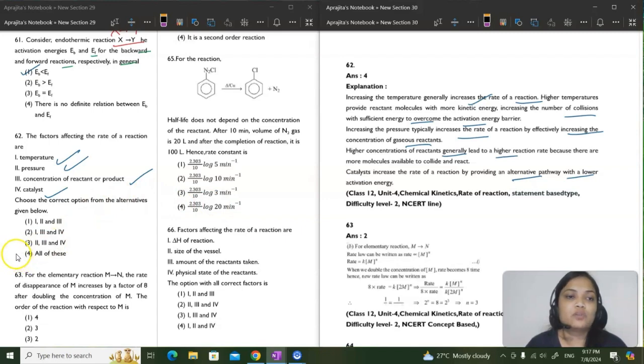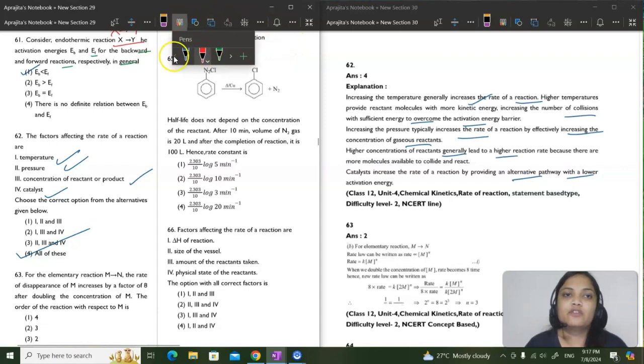So the answer is option number 4, that is, all of these are the factors that affect the rate of reaction. Okay.